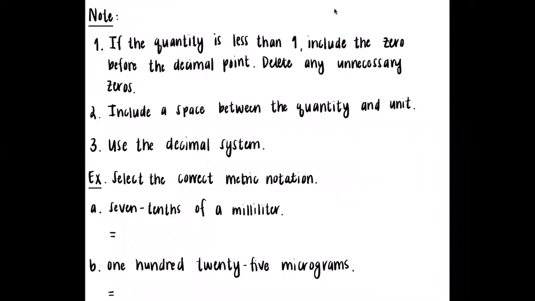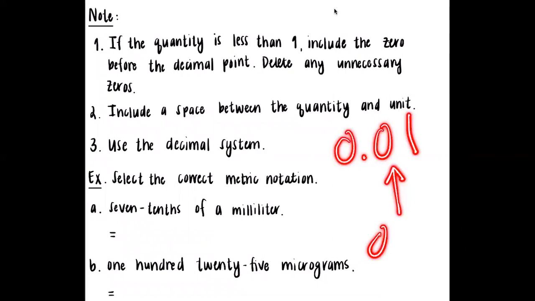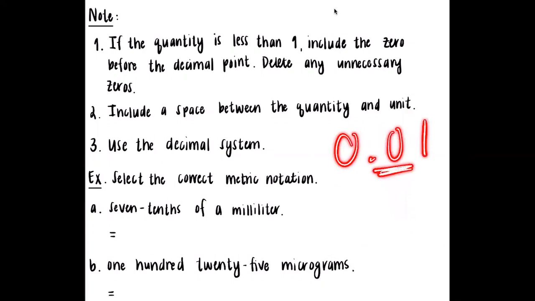Okay. So let's talk about how to go ahead and just write these units out. How do I go ahead and use the correct metric notation? So if the quantity is less than 1, include the 0 before the decimal point and make sure to delete any unnecessary zeros. So remember, sometimes it can get a little bit confusing what is a necessary 0 and what is an unnecessary 0. So for example, if I have 0.01, this is a necessary 0 because 0.01 is not the same as 0.1. These are two different numbers. This 0 is an actual placeholder needed to represent the value of this number.